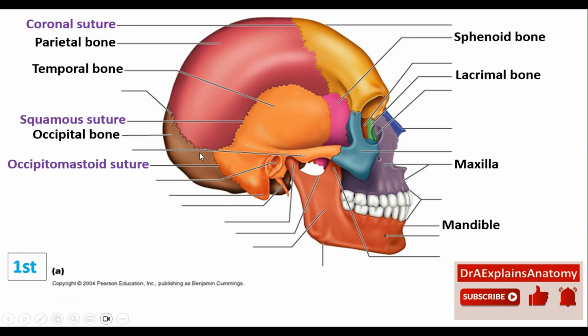This is the occipito-mastoid suture between the occipital bone and the mastoid process of the temporal bone. That is the occipito-mastoid suture. And we have the lambdoid suture. We can see part of the lambdoid suture.